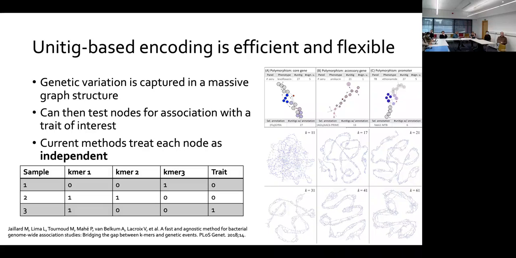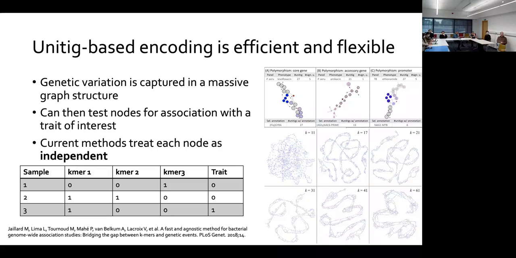I hope you can see some of the structures on the right there, at least the top ones. Basically, in your data set, you will have a massive graph where each node is a unitig or a word. Those nodes will have different presence-absence patterns across your data set, but they'll be in some interesting kind of structure. Once you've got all these nodes, you can then test each node for a statistical association with a trait that you're interested in, like drug resistance.